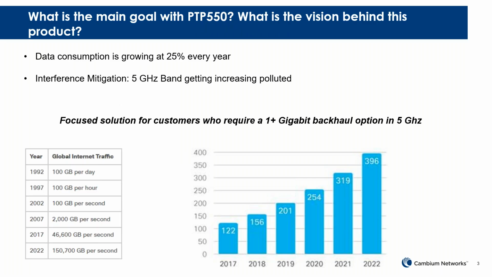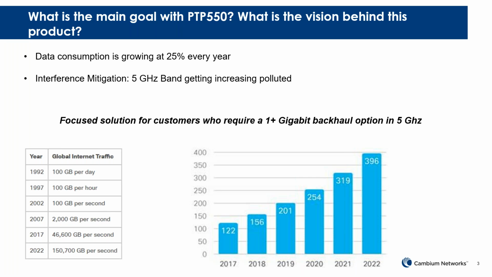First, why did we build 550? Largely it's about data. It's about capacity. So today, if you look at the P2P portfolio as a whole, before 550 was introduced, the highest capacity we had was the P2P 670, which gave you 450 meg capacity.